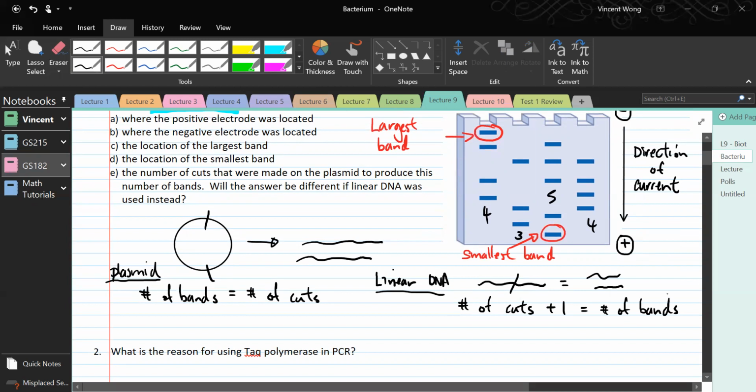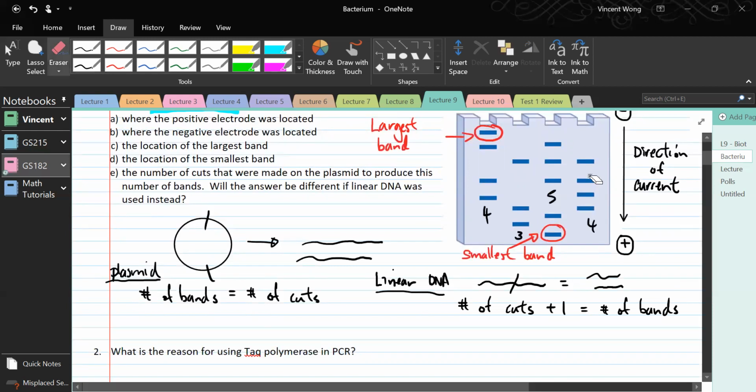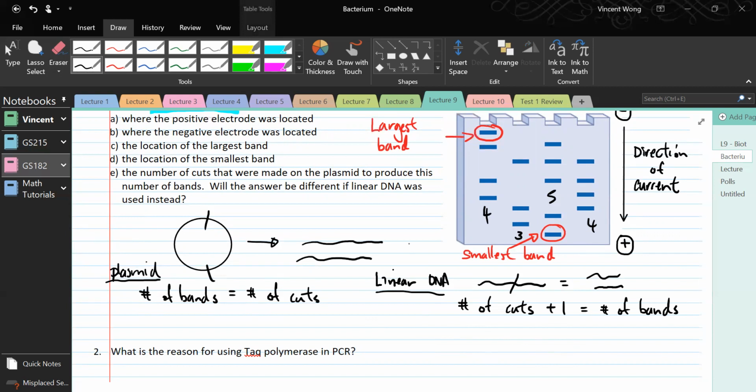Okay, so if you cut it twice, you're gonna have 3 bands. You cut it 4 times, you're gonna have 5 bands. So if this was linear DNA and you see 4 bands, that means you had 3 cuts. Look, linear DNA, if you cut 1, 2, 3 times, then you have 4 fragments, right? So depending on whether you're loading plasmid or linear DNA, the number of bands you get will be different depending on how many cuts you make.